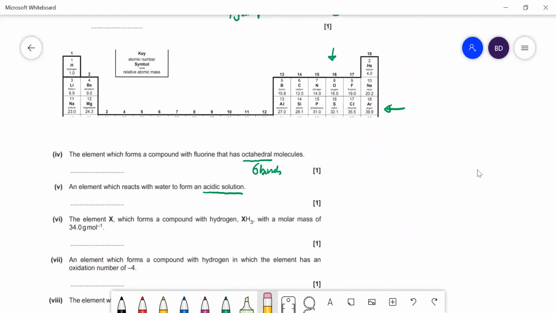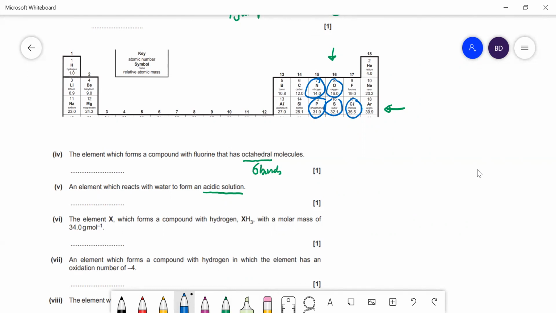Now, generally speaking, the metals tend to form alkaline solutions. So we're looking at a non-metal. Now, let's think of the non-metals. Nitrogen won't react with water, so it can't be that. Oxygen doesn't react with water; it just dissolves. Phosphorus and sulfur don't. Chlorine will react with water.